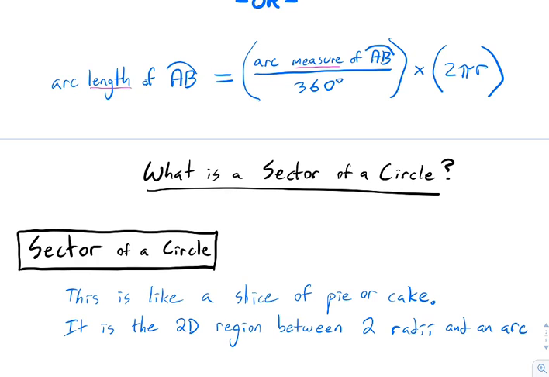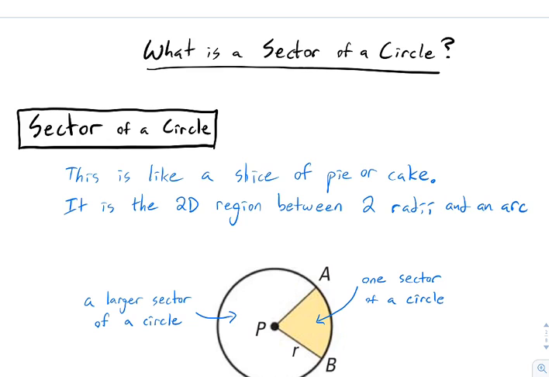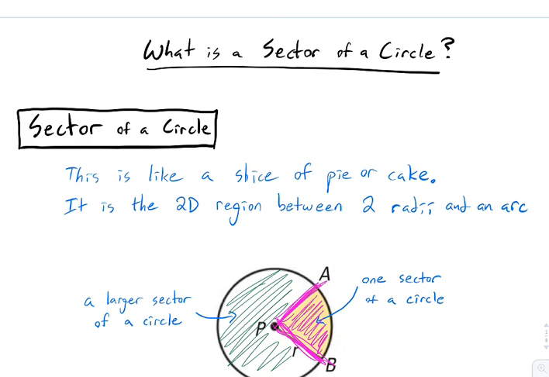A sector of a circle is really just like a slice of pie, a slice of cake, a slice of pizza, right? It's just some wedge if you cut from the center outward. So you have 2 radii and then an arc enclosing them. In this drawing right here, this radius PA and this radius PB cut this circle into 2 different sectors. We've got the smaller sector right here, and then we've got the larger sector. It cuts it into 2 sectors.